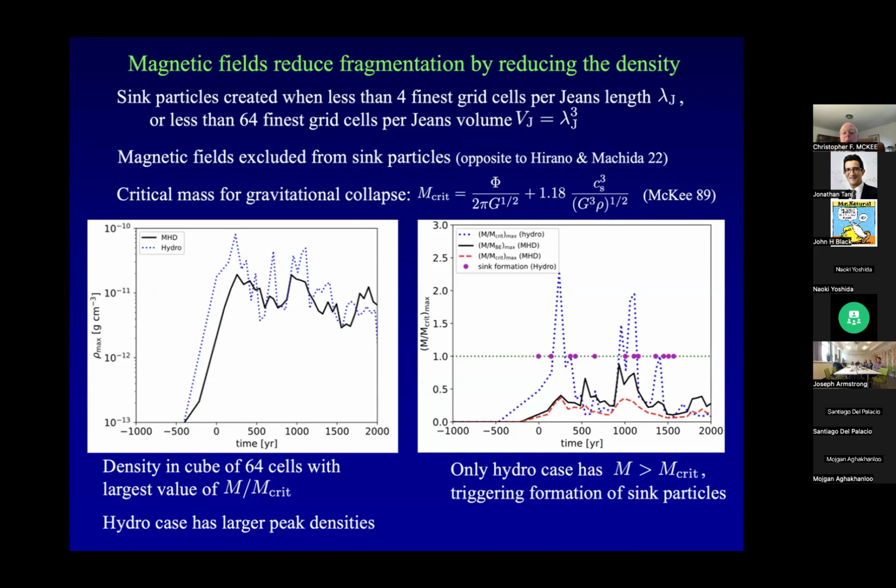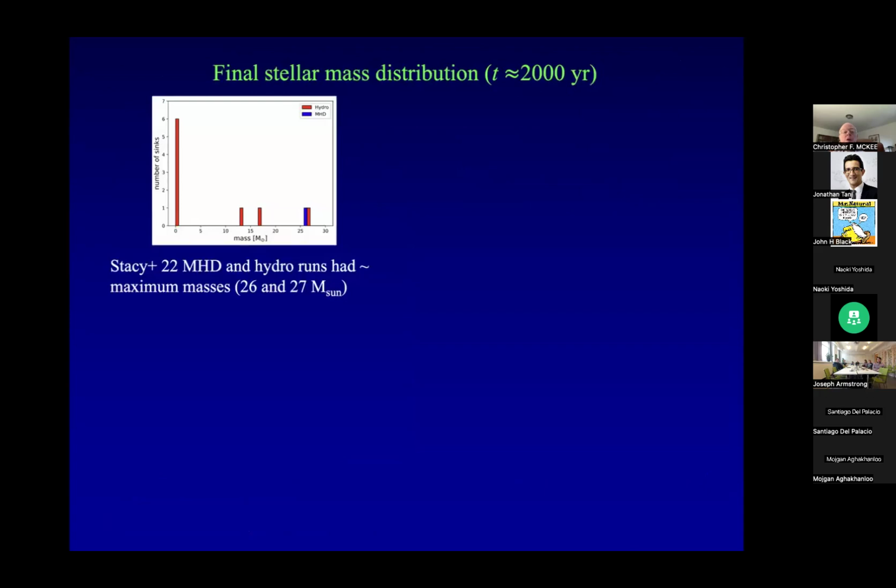And the blue dotted line, which goes up high, is the hydro case. The black line is the MHD case, and the red dashed line is just the part of the MHD case that is for the thermal part, thermal pressure. And you can see that only the hydro case reaches density greater than the critical density, triggering the formation of sink particles.